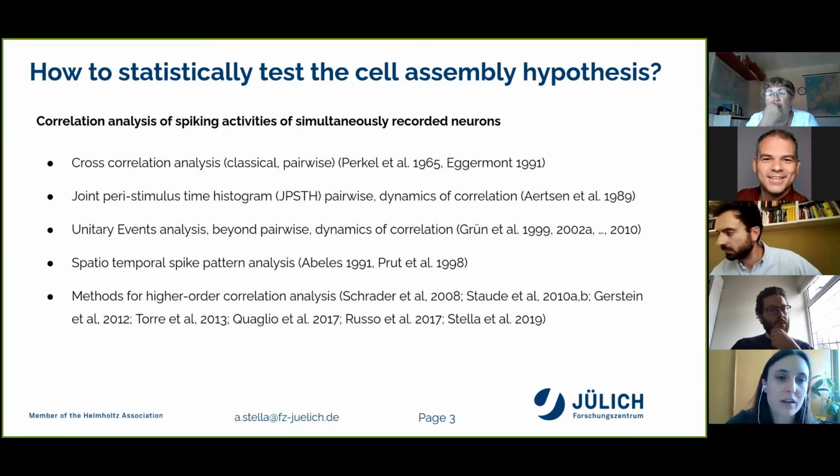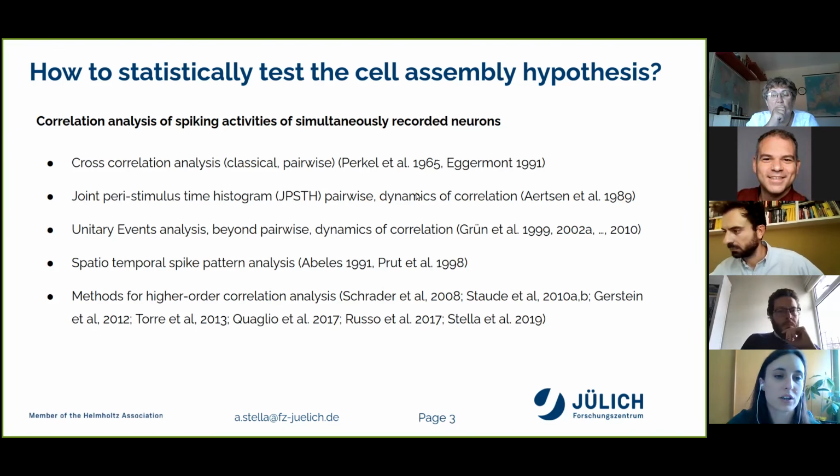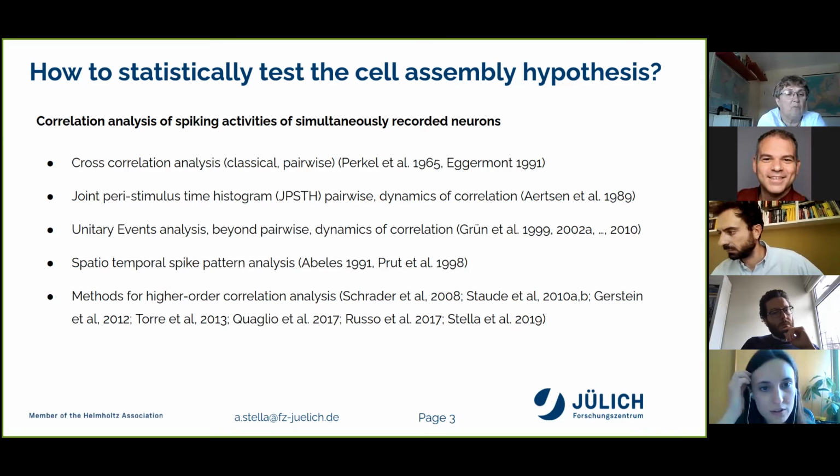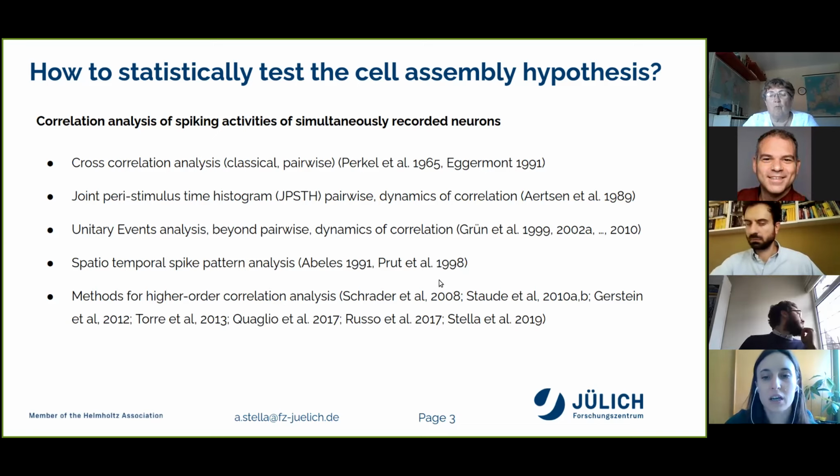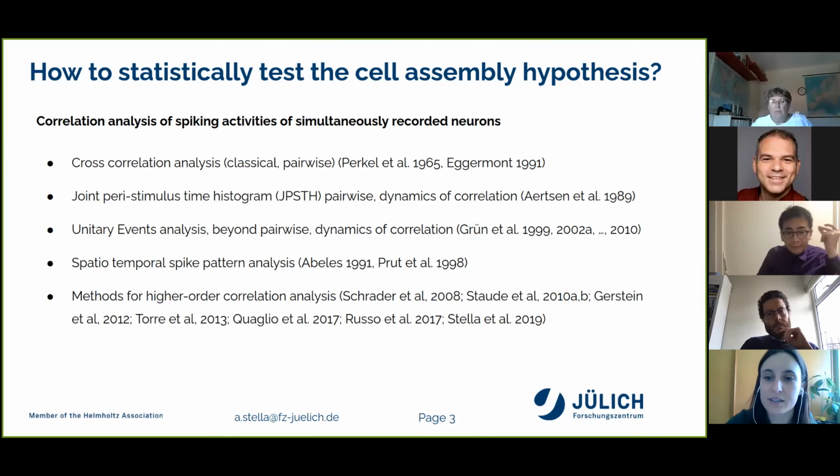There are different approaches. Some of them start quite classically from a cross-correlation analysis, a cross-correlation histogram, which is quite old but still very used, and looks at pairwise correlation in time. There are more advanced approaches that look at the dynamics of correlations, such as the joint peri-stimulus time histogram. There are approaches that look at higher order correlations, starting from triplets of spikes detected across trials, such as the unitary event analysis formulated by Sonja Grun, but also the spatio-temporal spike pattern analysis formulated by Moshe Abeles. There are already quite some experimental evidences of significant triplets in cortex, in macaque motor cortex, in a paper by Riehle et al. in Science in 1997, or in Prut et al. in 1998, which are results that are becoming old.